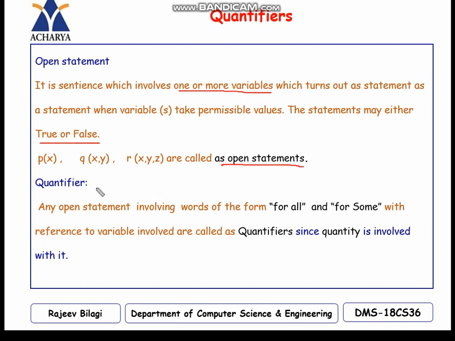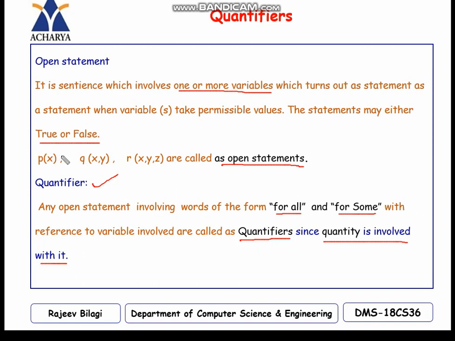Now, to define a quantifier, any open statement involving the words of the form for all and for some, with some reference to the variable involved, is called a quantifier. Since quantity is involved with this, it is called a quantifier.